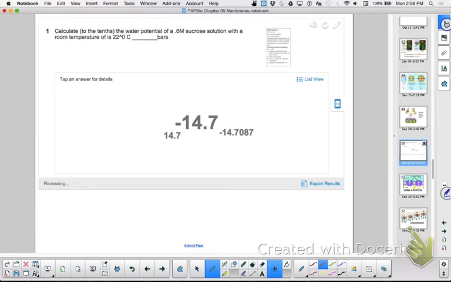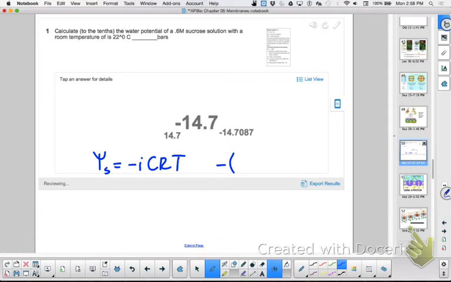Okay, so what's your equation? You know your pressure. It doesn't give you anything about pressure potential, right? So it just asks you to calculate the water potential of a 0.6 molar at room temperature. So you're basically getting the solute potential, negative iCRT. Okay, so we got the negative part down. That's easy. Then what's the solution that we have here?